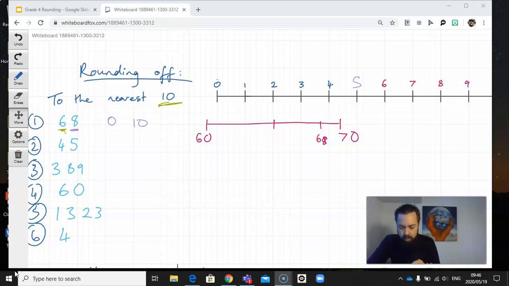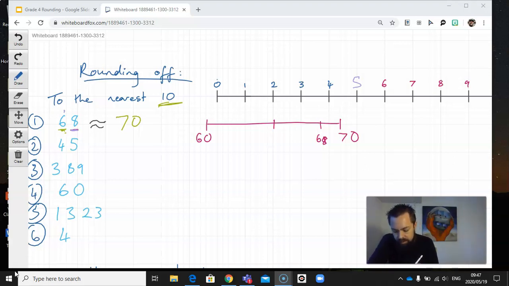At that point, it works a little bit like adding. So we carry 1 across to there. It's gone up, so we add to the next one, and the 6 becomes, or the tens become, a 7. And of course, as I mentioned, everything after the point we're rounding off becomes a 0. And we put in our roughly equals to, and there we go. So 68 rounds off to 70.